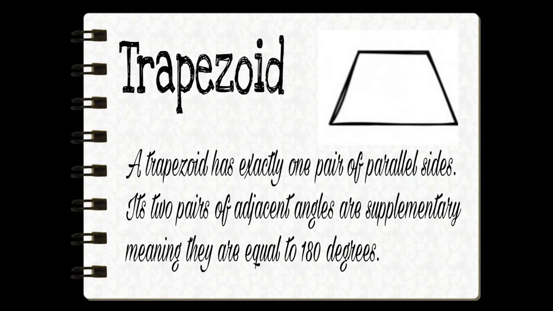Trapezoid. A trapezoid has exactly one pair of parallel sides. Its two pairs of adjacent angles are supplementary, meaning they are equal to 180 degrees. There are also kinds of trapezoid, like the isosceles trapezoid.